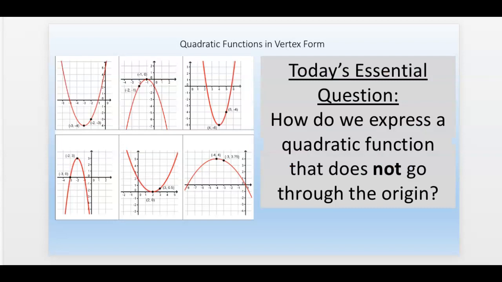Today's essential question: how do we express a quadratic that does not go through the origin? So far we've only had a. We haven't used h and k yet. It's the h and k that moves it away from the origin.